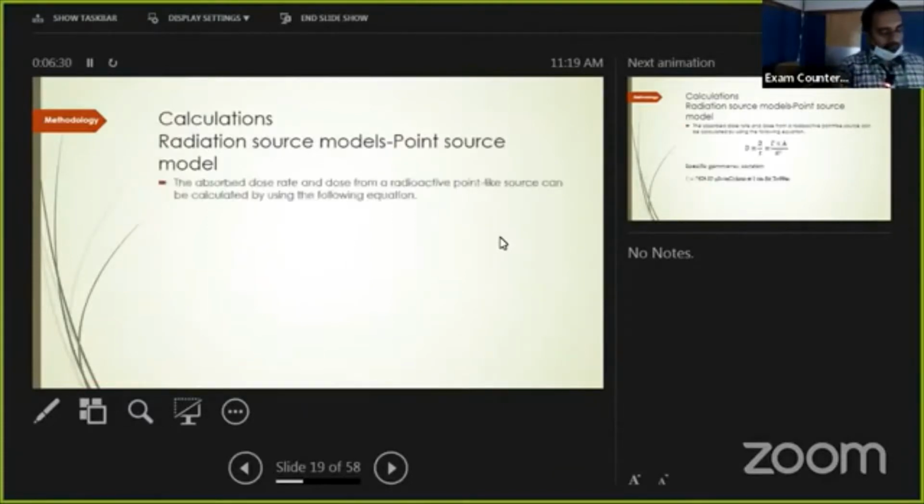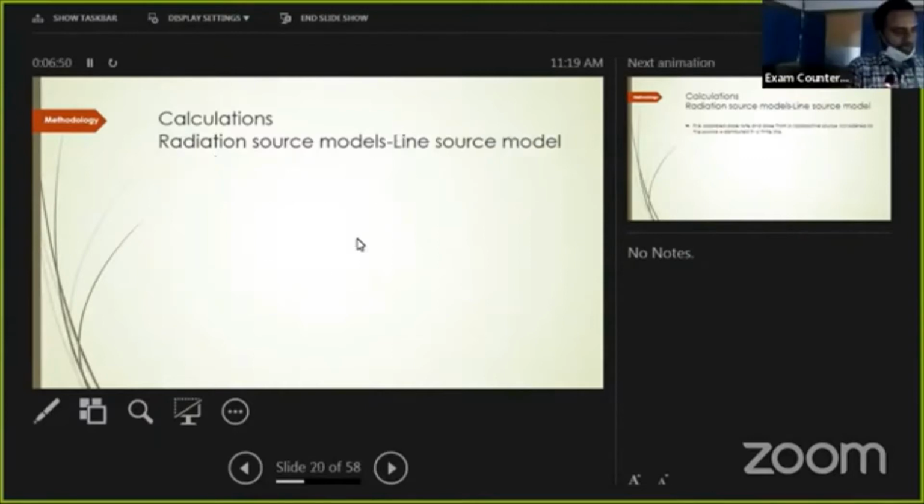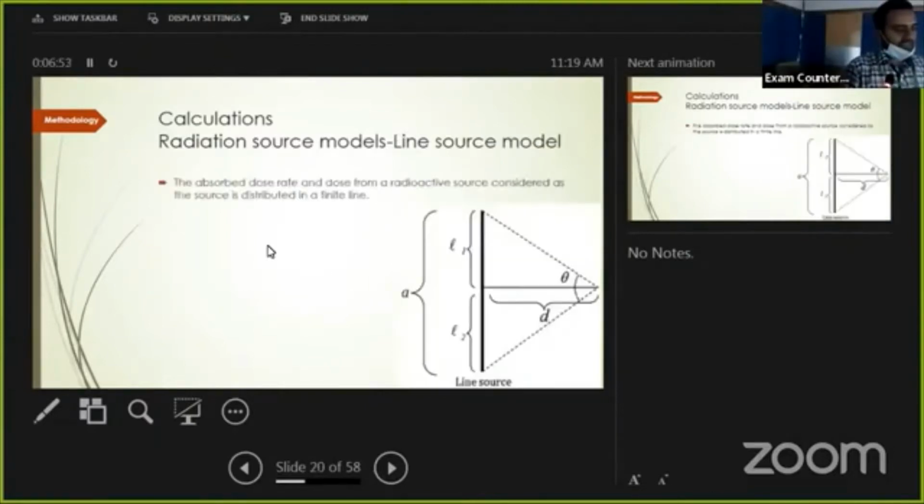And also, we had done one more thing. Usually the radioactive source model is taken to be the point source model, and the patient is not a point, right? The patient is a kind of line. So we have taken these models into account as well. This is the equation for the point source model, and this will be the equation for the line source model. So we have taken the values, and the dose rates were also calculated by using these two models.